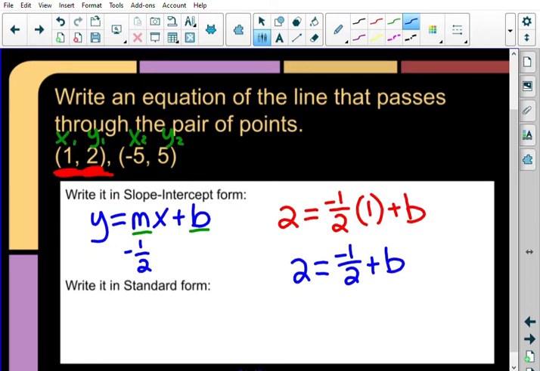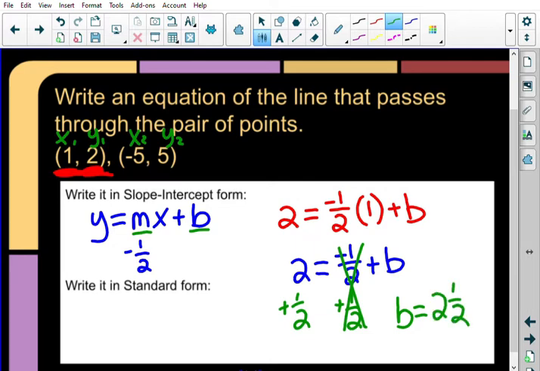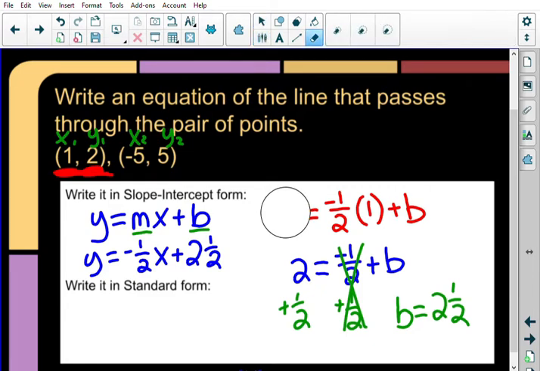And then let's go ahead and get b by itself. So we have negative 1/2. We are going to add 1/2 to both sides of the equation. And what happens is these two cancel out, and we are left with b is equal to 2 plus 1/2 is 2.5. Now we have our value for b. Let's put this all back together now in slope-intercept form. Y equals negative 1/2 x plus 2.5. That is our slope-intercept form for the line that will go through these 2 points.